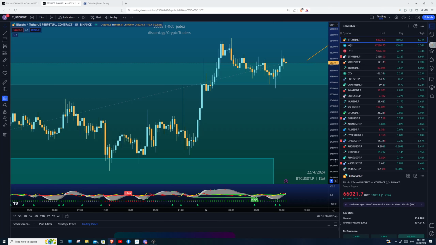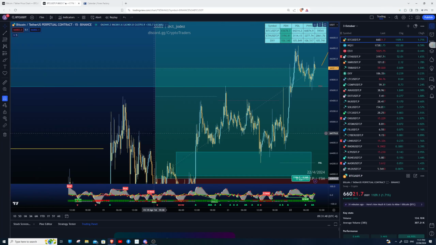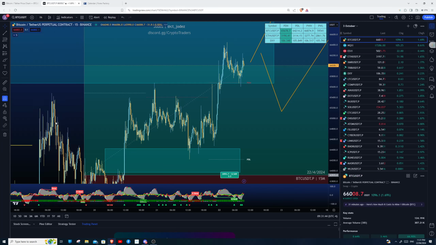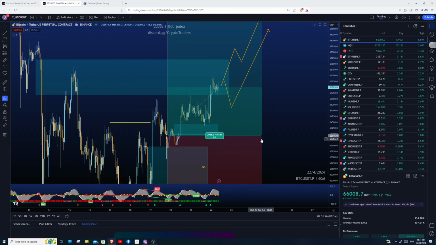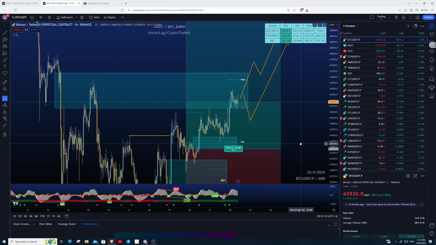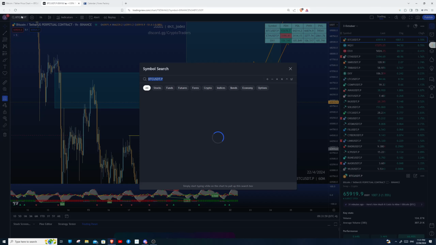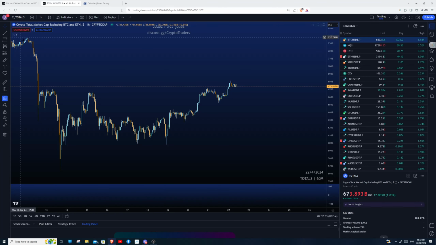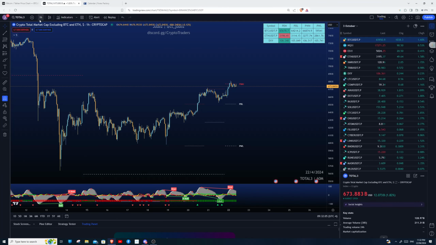Is there anything else you guys want me to check? So we looked at a few of these. We went through some meme coins, the large caps, AVAX, Solana, and Link. Sure, let's look at Total 3, so market cap excluding Bitcoin and Ethereum.